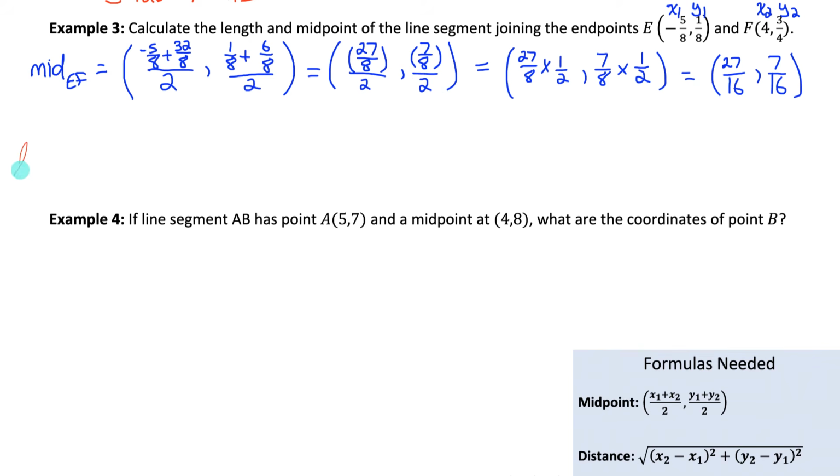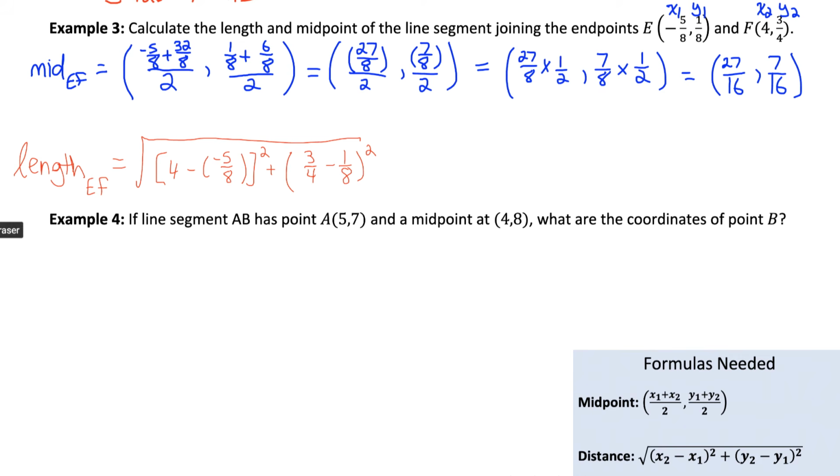Let's now find the length. Remember, to find the length, I need to do the square root of the difference in the x-coordinates. So I will need to do x2 minus x1 squared. That's 4 minus negative 5 over 8 squared plus the difference in the y-coordinates squared. If I do y2 minus y1, that's 3 over 4 minus 1 over 8 squared.